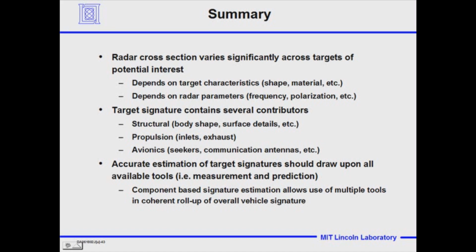The structural composition, like body shape and surface details, they're going to contribute. Propulsion and avionics. Propulsion, that's with the inlets and exhausts, engines, stuff like that. And in the avionics, you're going to have stuff that helps you fly the plane, like antennas from radars or communication antennas, and seekers in missile heads and stuff. All those kinds of things you've got to take into account, and they'll give contributions. And the best way to get your estimate of the target signature, i.e. its radar cross-section, is to use multiple tools and roll them up together to get the best signature.